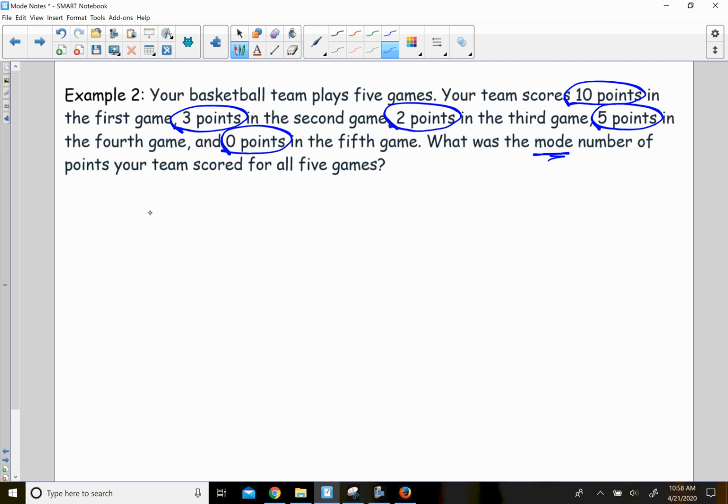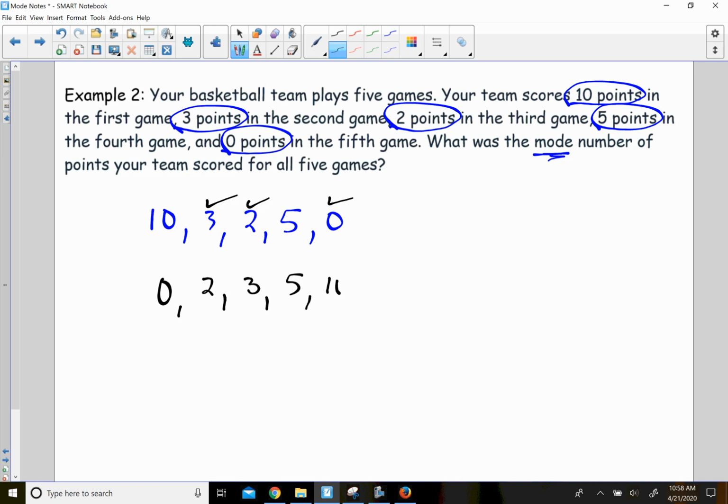So let me write these numbers out. We had 10, 3, 2, 5, and 0. All right, 1, 2, 3, 4, 5 games, 5 numbers. The mode is the one number or numbers that show up the most often. So I'm going to put these numbers in order. So 0 is my lowest, then 2, then 3, followed by 5, and then 10. Now that they're in order, I can see 0 shows up once, 2 shows up once, 3 shows up once, 5 shows up once, and 10 shows up once.